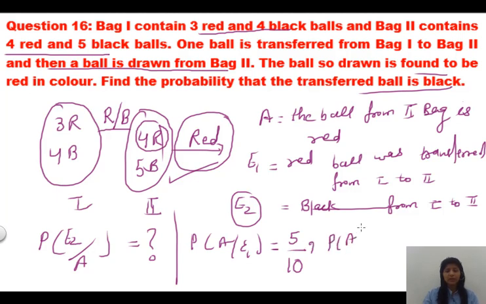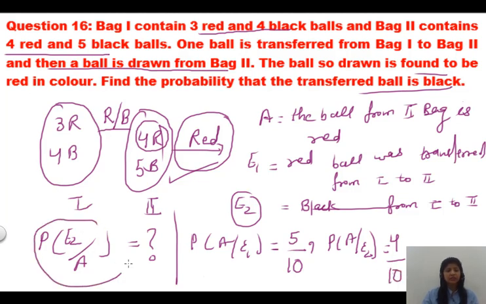Similarly, probability of A given E2 you can calculate. Just to see, event E2 means a black ball is transferred. If you transfer a black ball, there will be 6 black balls, but we are picking out red balls only. So red balls are 4 divided by total number of balls, which is 10.